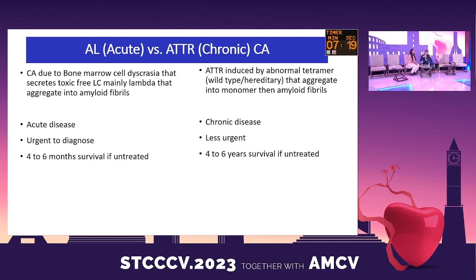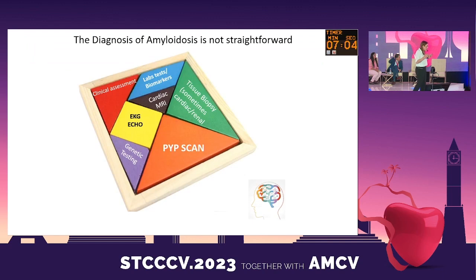On the other side, ATTR is more of a chronic disease. It's less urgent to diagnose, and the median survival is 4 to 6 years if untreated. So please remember, I want you to really recognize light chain amyloidosis. We can save lives. However, the diagnosis of amyloidosis is not straightforward. It's not like COVID, where you do a PCR and you have the disease. Here, you need to put things together. I call it a puzzle. You need echo, EKG, PYP, MRI, clinical assessment, lab tests, biomarkers, sometimes tissue biopsy.